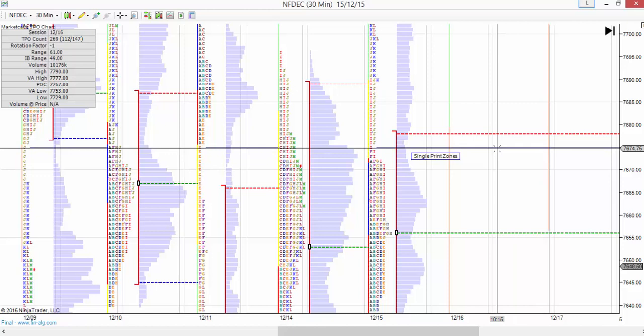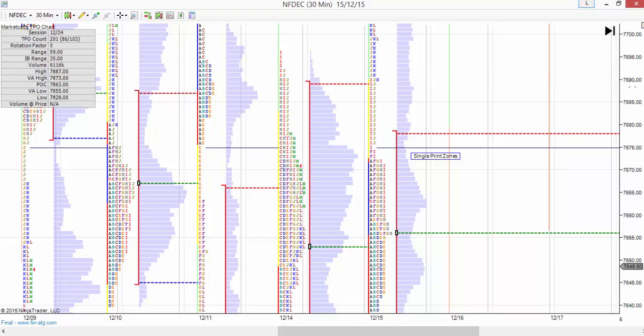Till now the single print zones are not yet repaired, so there's a high probability that if any single print zones are forming between the profiles, there's a high chance of repairing those zones. So as of now, 7674 is left unrepaired.